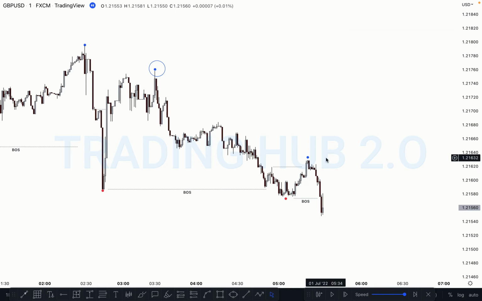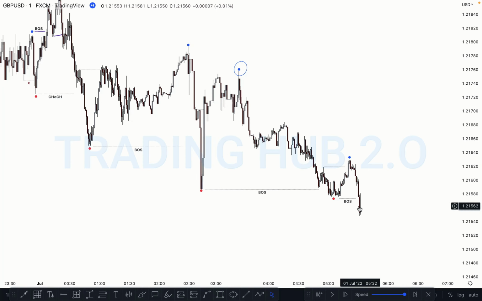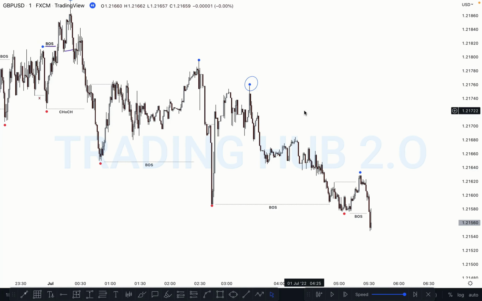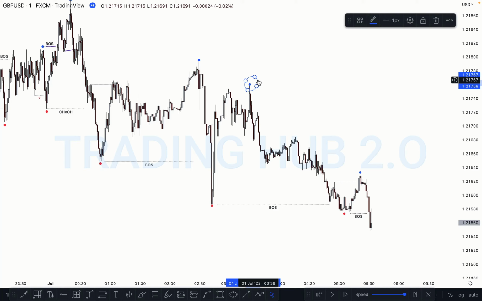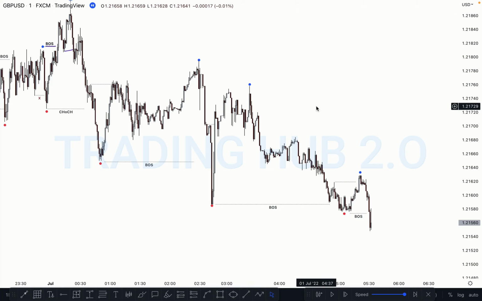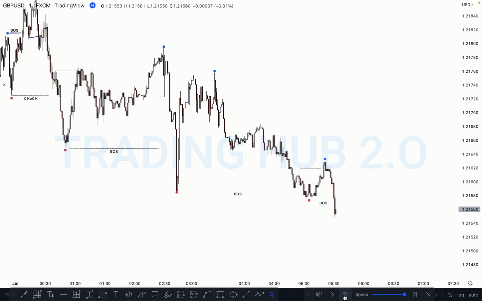So this is a bearish trend. Okay, this is a break of structure. This is a correct and valid way to identify a break of structure and identify the direction of the trend. Okay, so let's see.